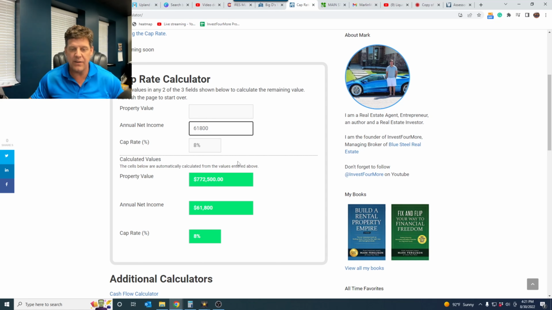And this doesn't even count the fact that we separated the business from the building, and that business has its own value as well, because the business is making money, it's got inventory, it's worth something on top of this value. So that gives you an idea of what we do with some of our properties.